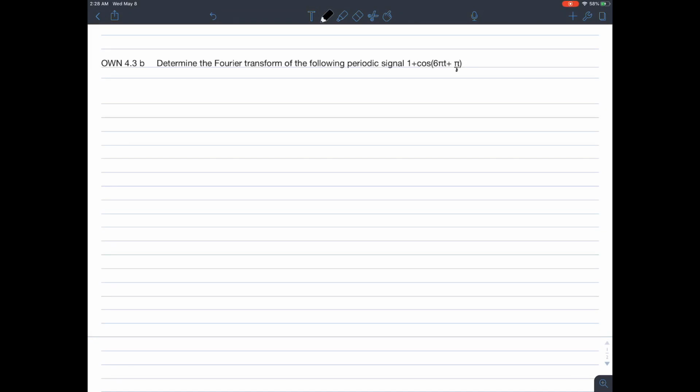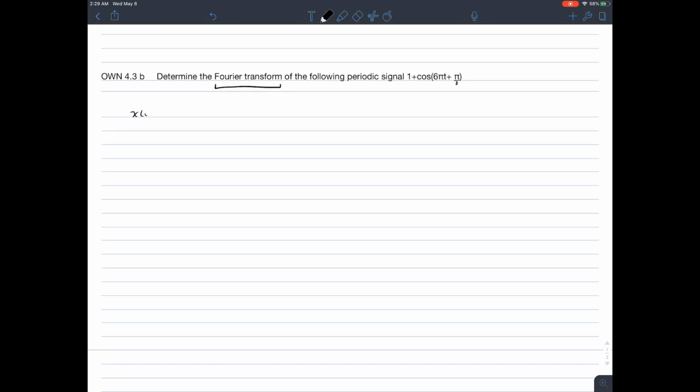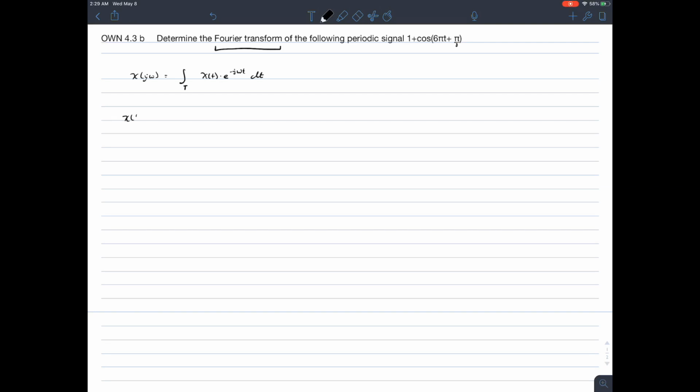Alright, our next question comes from OWN 4.3b. Determine the Fourier transform of the following periodic signal, 1 plus cosine of 6 pi t plus pi over 8. Okay, so we know that when you're determining a Fourier transform, you're trying to find X of j omega, which is equal to the integral over the domain of x of t times e to the negative j omega t dt. Alright, so our x of t in this problem is going to be equal to 1 plus cosine of 6 pi t plus pi over 8.